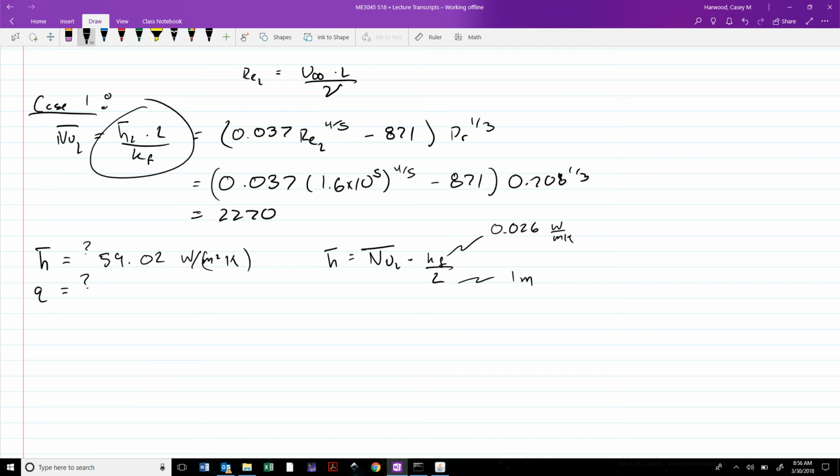Okay, so then if we go ahead and apply Newton's law of cooling, what do we get for a heat rate Q? Minus 737 watts. 737.